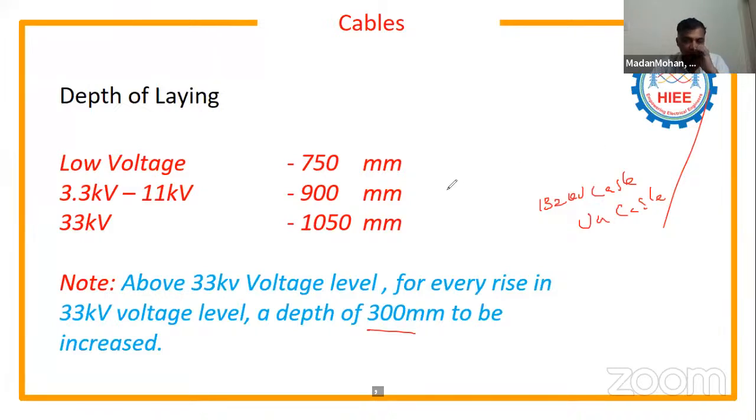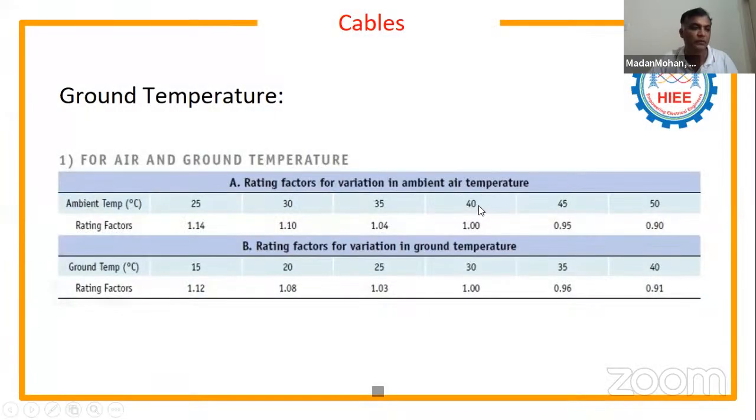So like that, when you are increasing every 33 kV, the depth of laying will be increased by 300 mm. This is how we decide the depth of laying based on the voltage level. For LT cables it will be 750 mm, and for 3.3 kV to 11 kV it will be 900 mm, then 1050 mm. You just remember that in your mind.